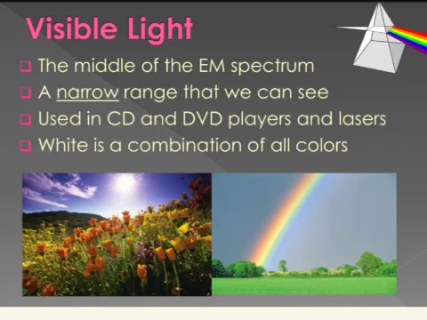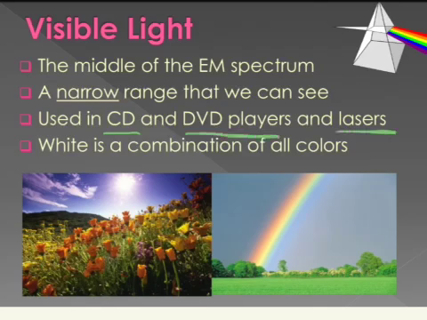Okay, right in the middle of the electromagnetic spectrum is a range of wavelengths and frequencies that we can see. It's a very narrow range. I might have a diagram, but it's a very tiny portion of the electromagnetic spectrum. So all this radiation that's coming from the sun, only a tiny narrow bit is what we can actually see. We use visible light, of course, to make our way in the world, but also it's used in CDs and DVD players. That's how they work.